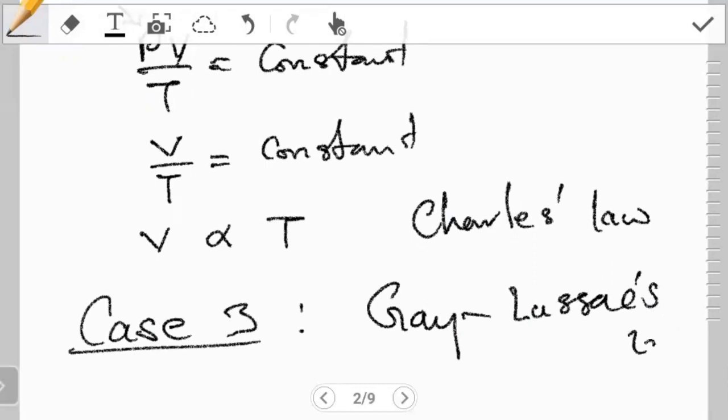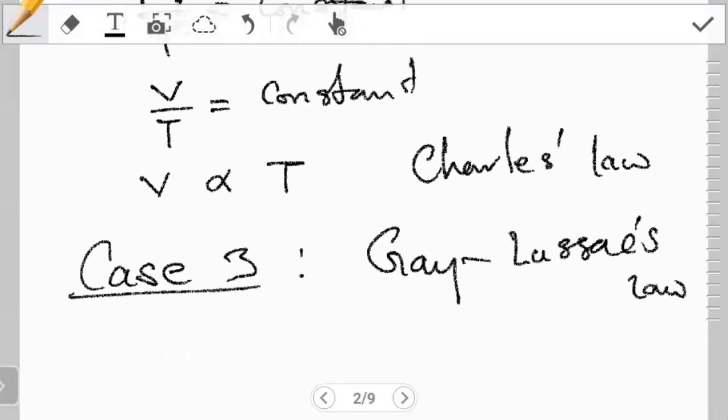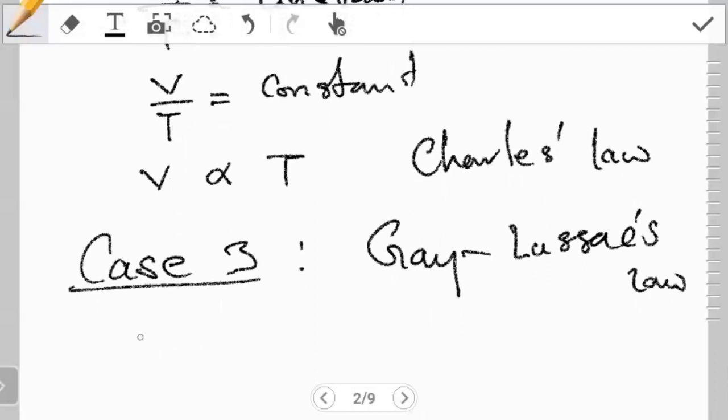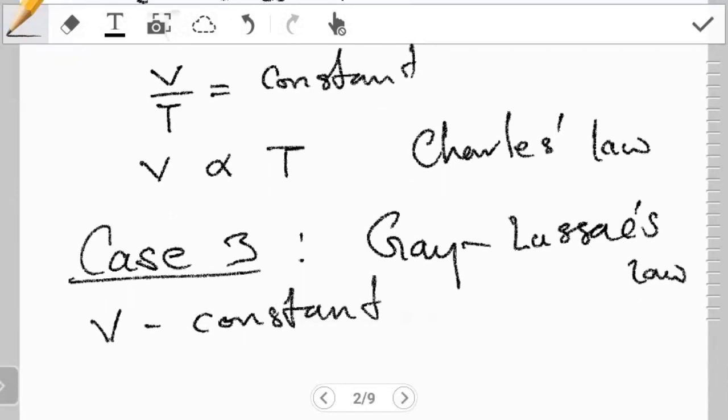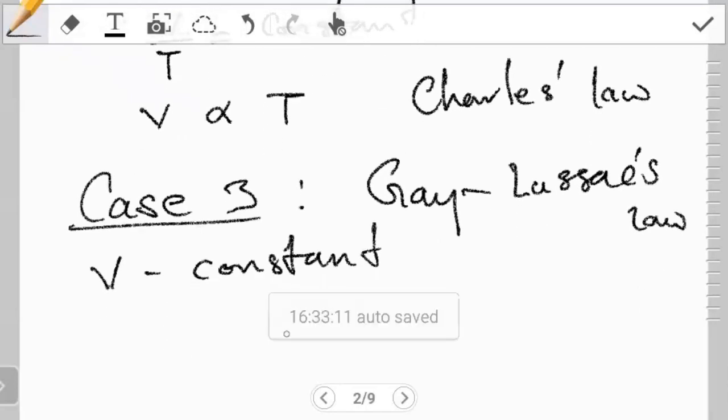Gay-Lussac's law. Now, this, of course, happens at constant volume. So when V is constant, what happens? As you might have already guessed, if V is the one constant, then you have P over temperature equal to a constant.